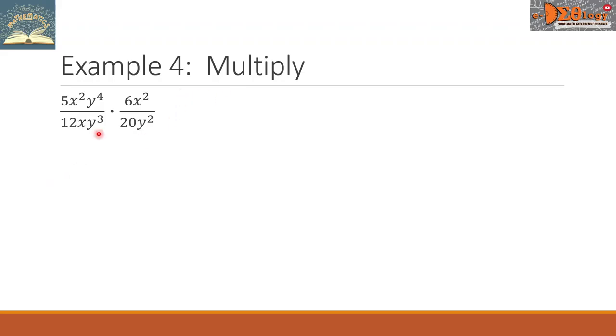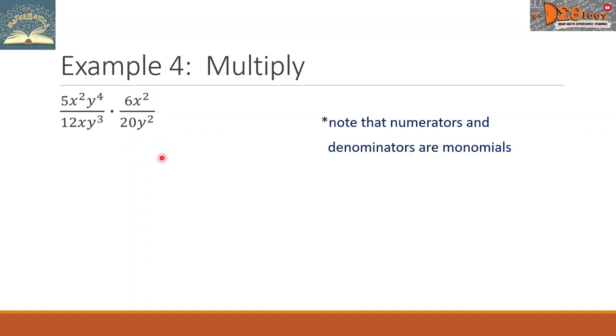Example 4. Multiply 5x squared y raised to 4 all over 12x y cubed times 6x squared all over 20y squared. Note that numerators and denominators are monomials. Let's do cancellation first on the coefficients. These 5 and 20 we can cancel out. 5 becomes 1 while 20 becomes 4. This 6 and 12 we can also cancel out. 6 becomes 1 while 12 becomes 2.